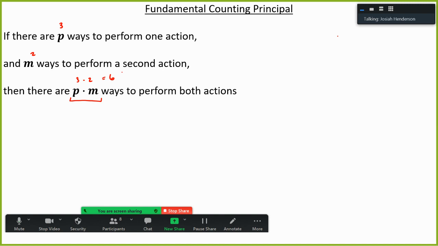So copy this down, please. If there's P number of ways to perform the first action, M number of ways to perform the second action, there are P times M ways to perform both actions by mixing them together like we did with the people and the food at the movies.